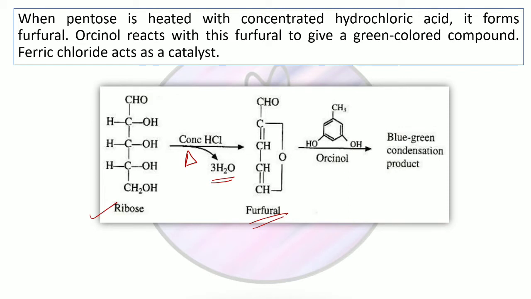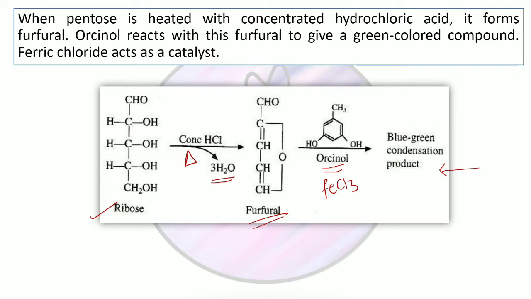Now this furfural intermediate can react with Orcinol reagent. It can form a complex with Orcinol reagent, and this reaction is enhanced by using a catalyst, that is ferric chloride. So in the presence of ferric chloride, the rate of reaction is going to be increased. When Orcinol and furfural form a complex, they give you a blue-green colored condensation product. So this was a method generally utilized for the analysis of the pentose sugar ribose in the sample.